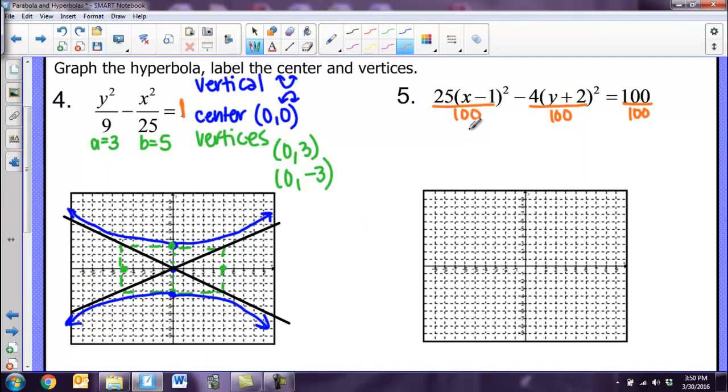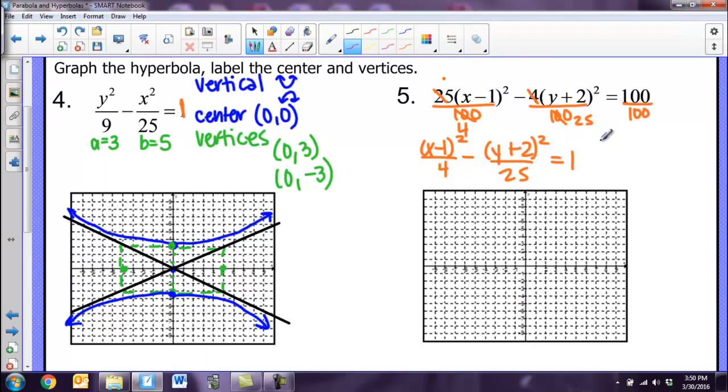And so really what my equation is going to look like, this should reduce down. If I divided both of these by 25, I'd be left with 4 in the bottom. If I divided this by 4, I'd be left with 25 in the bottom. And that's usually what happens. So the equation I'm graphing in standard form looks like this. And so now I'm going to go through and name all my pieces and all the interesting parts.